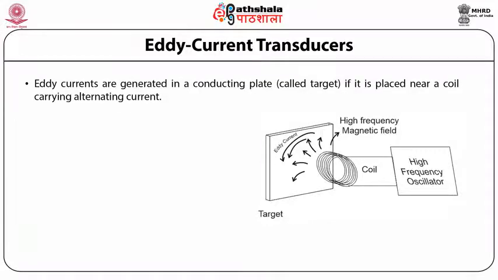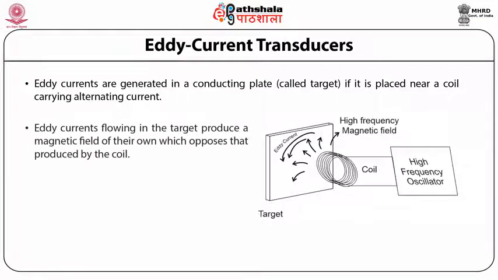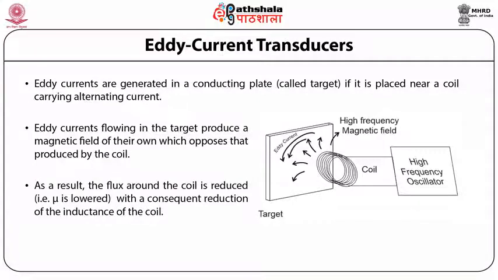Eddy currents are generated in a conducting plate if it is placed near a coil carrying alternating current. So now this figure shows the generation of eddy currents, which flow in the target and produce a magnetic field of their own which opposes that produced by the coil. As a result, the flux around the coil is reduced, that is mu is lowered, with a consequent reduction of the inductance of the coil.